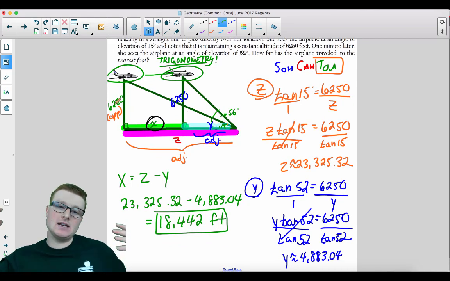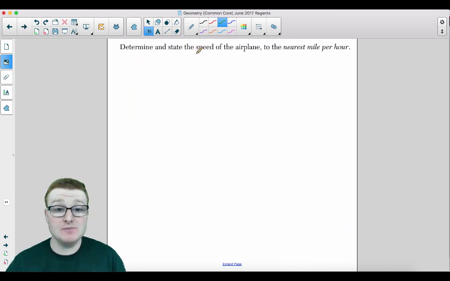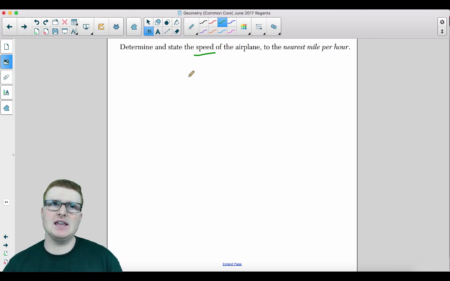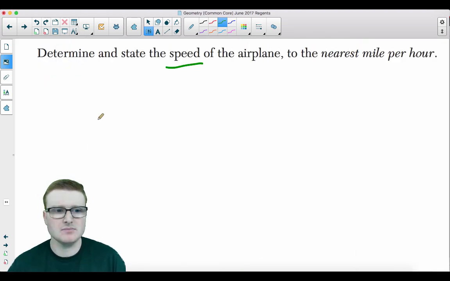Then, all of a sudden, they throw a ridiculous part on the exam, which to this day I'm still upset about. Determine and state the speed of the airplane to the nearest mile per hour. And if you're getting anything above 500 miles an hour, or negative numbers, the plane will either fall out of the sky or go to Mach 1 and Mach 2, the speed of the Concorde and the spaceship. If you don't know what the Concorde is, look it up. It's a pretty magnificent aircraft.